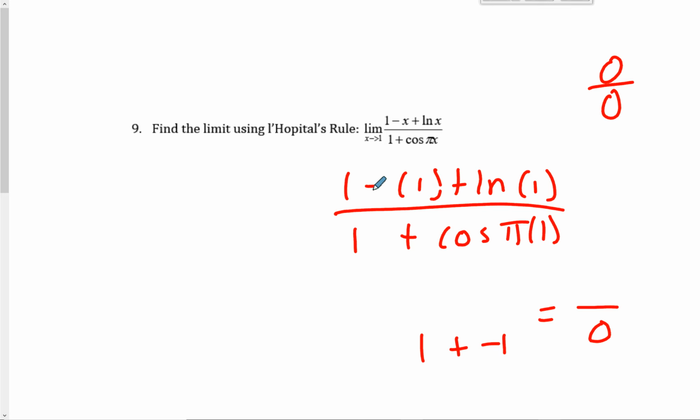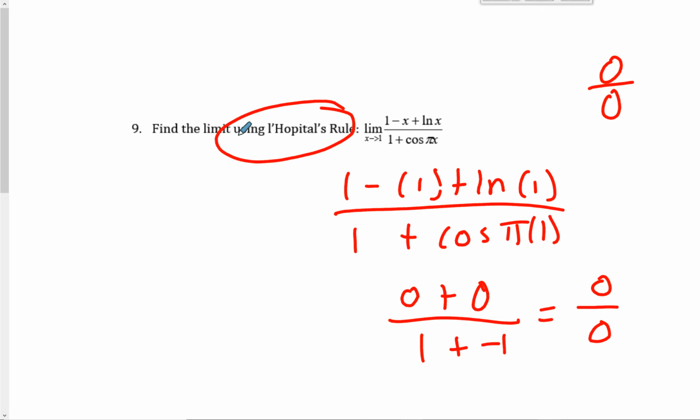Now the top, I get 1 minus 1, which is 0, of course. And then I'm adding ln of 1. Ln of 1 is, log base e of what would get me 1? Well, that'd be 0. So 0 plus 0 is 0. So I get 0 over 0. So that means now I can use L'Hopital's rule.